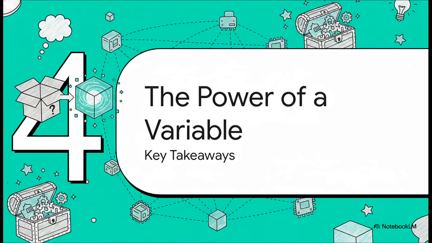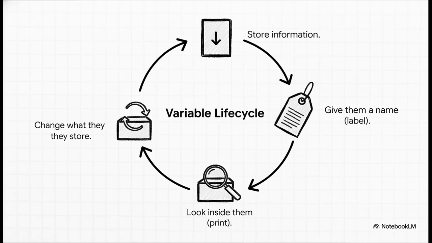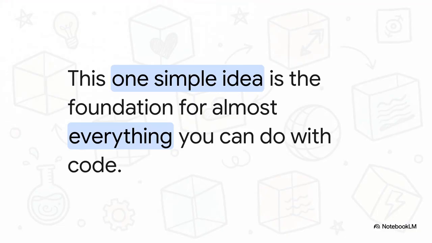So let's just do a quick recap. What have we learned about these powerful little memory boxes? It's really just a simple cycle. First, you create them to store information. Second, you give them a name so you can find them again. Third, you can peek inside anytime you want using a command like print. And finally, and this is the most important part, you can change what they store whenever you need to. That's the whole shebang.